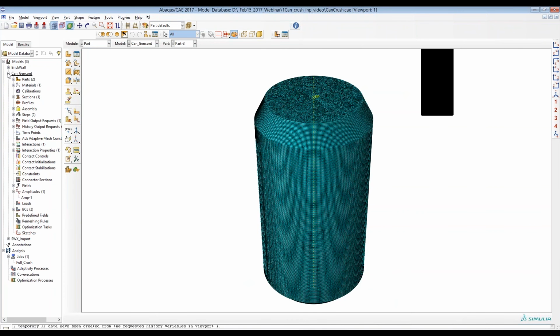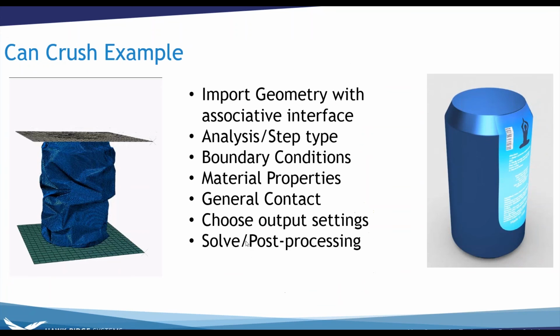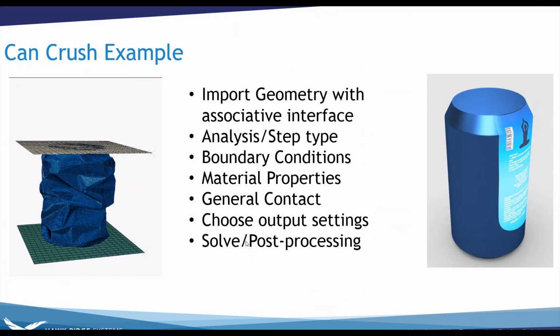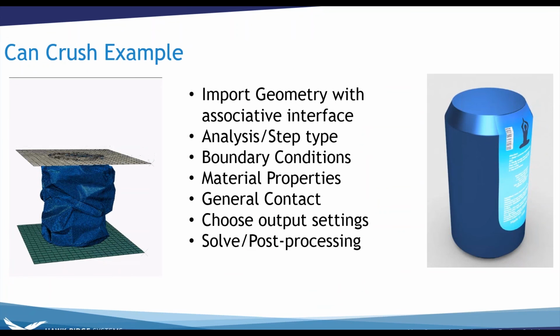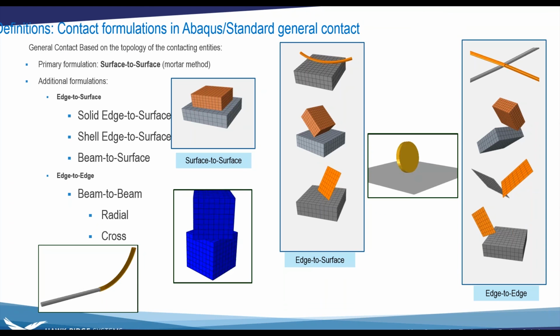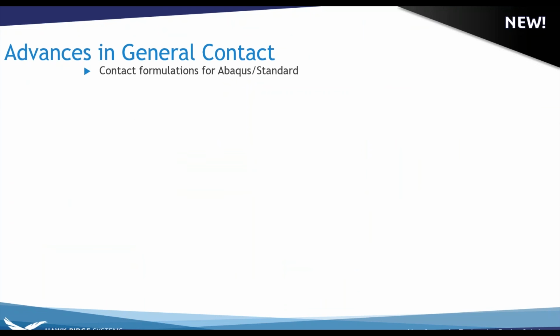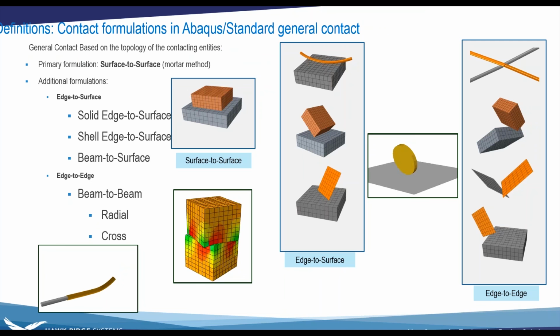So first, a broad set of definitions of what goes into general contact. We have edge to surface, edge to edge, and a solid or shell edge to another surface, and a beam edge to surface. So some of these animations highlight what those types of contacts look like. In the bottom left, we have beam to beam. That's a type of contact that can have some novel applications.